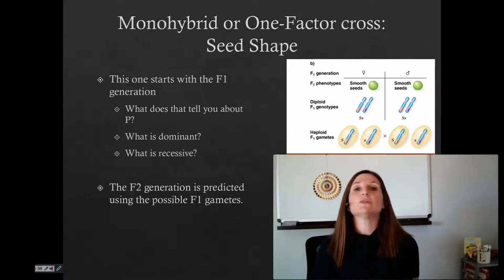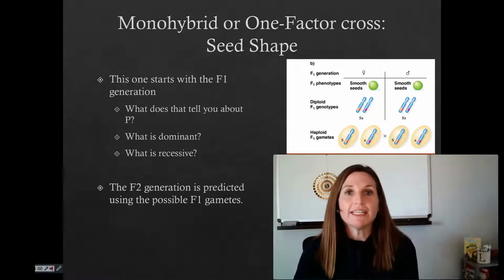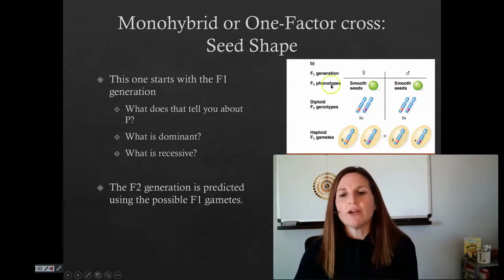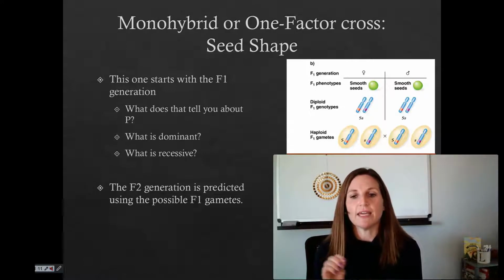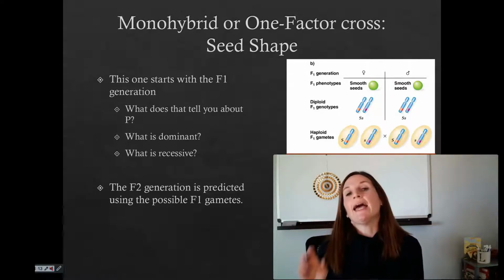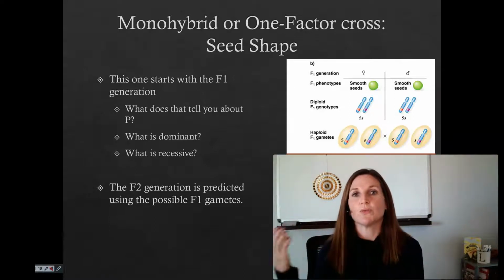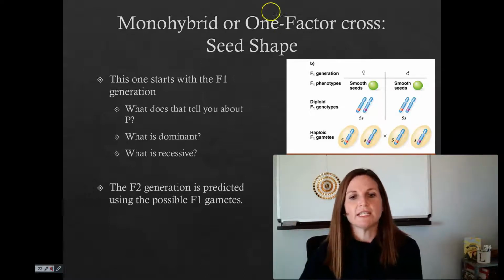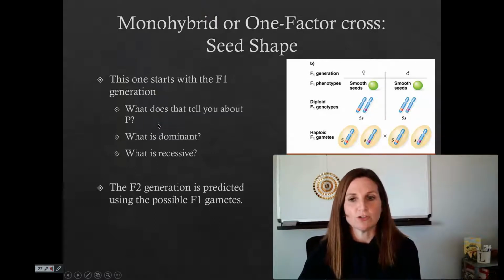So in this example, we're just going to do two examples together. In this example here, we are starting in the F1 generation. So in our F1 generation, these smooth seed plants can either have smooth seeds or they can have wrinkled seeds. And in the F1 generation, when we cross a smooth seeded plant with a wrinkled seeded plant, we get all smooth seeds. And so the first question is, what does that tell you about the P generation or the parental generation?